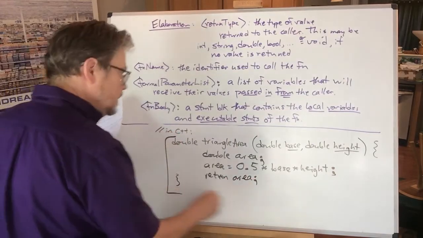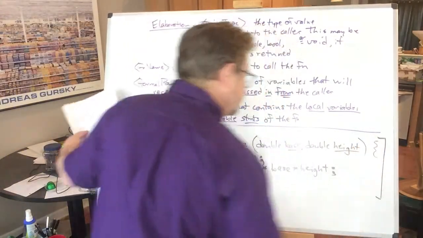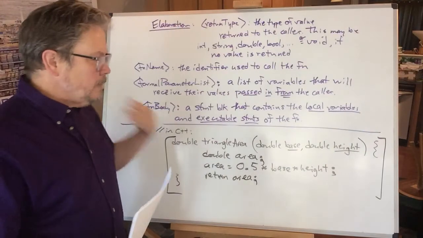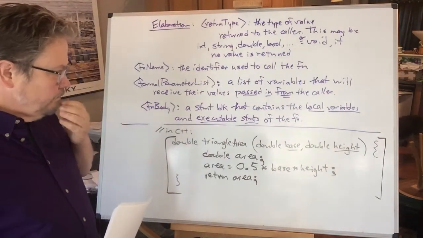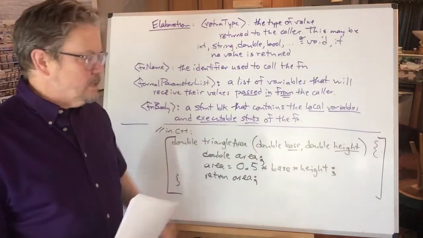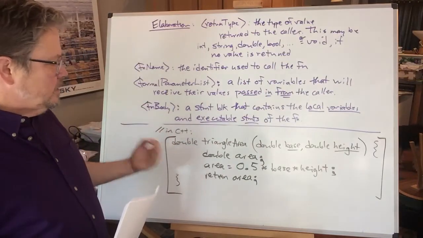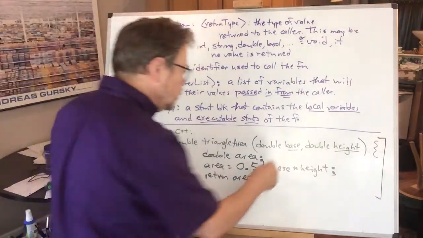I'll put a big set of square brackets around it. That is a complete function. I told you it was a mini program. That's pretty miniature, all right. Someone's got to tell it what the base and the height are. As soon as we tell it what the base and the height are, it sets up this local variable.